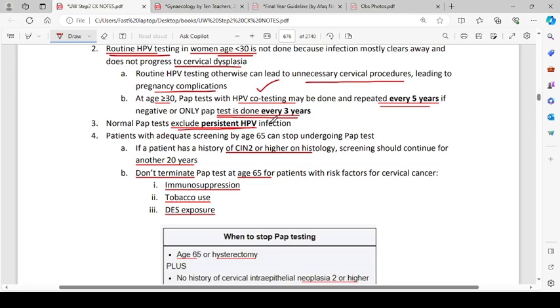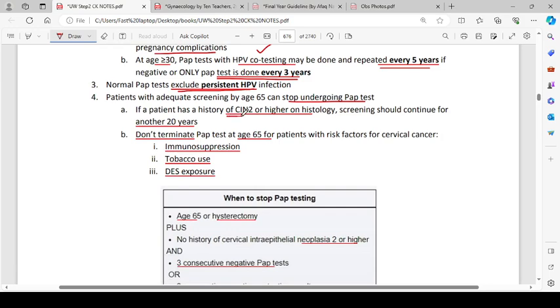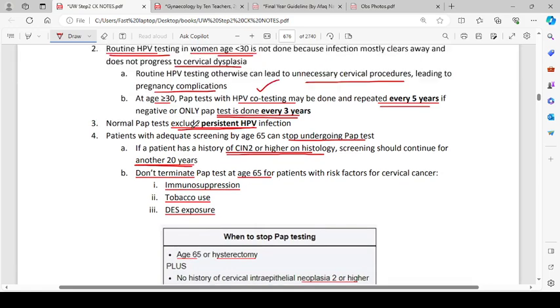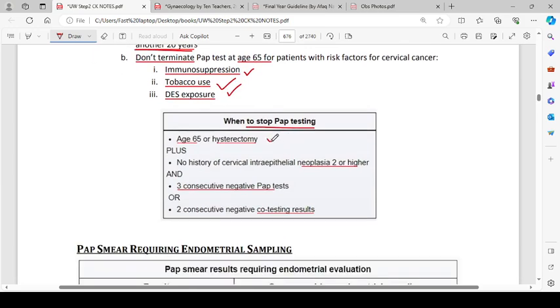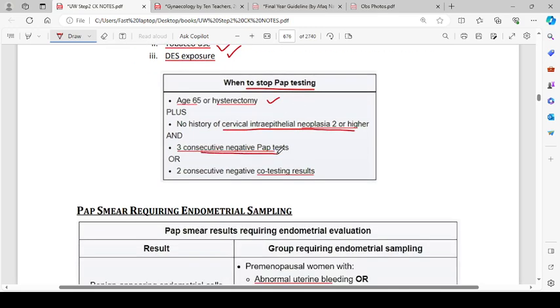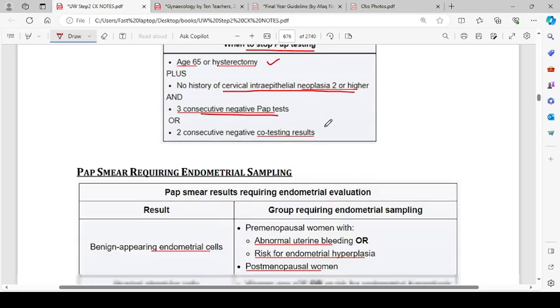Patients with adequate screening by age 65 can stop undergoing pap test. If a patient has a history of CIN2 or higher on histology, screening should continue for another 20 years. Do not terminate pap test at age 65 for the patient with risk factor for cervical cancer, that is immunosuppression, tobacco use, and diethylstilbestrol exposure. When to stop pap testing? Age 65 or hysterectomy, plus no history of cervical intraepithelial neoplasia 2 or higher, and 3 consecutive negative pap tests or 2 consecutive negative co-testing results.